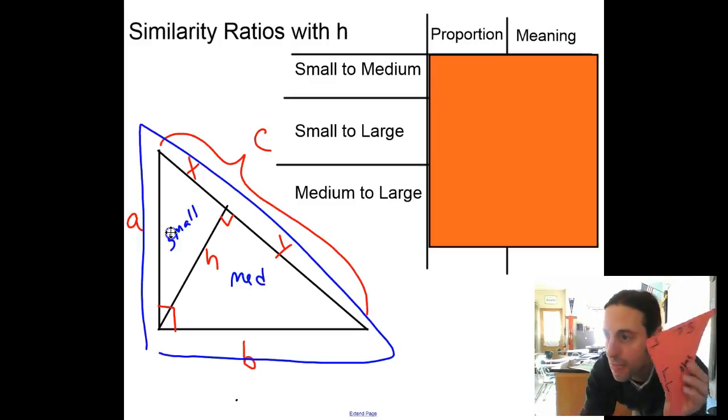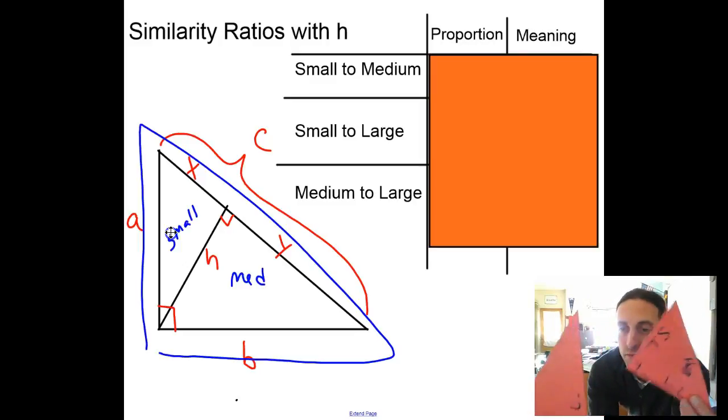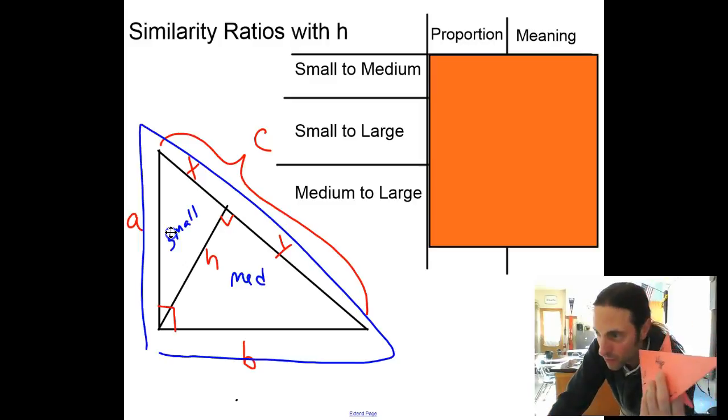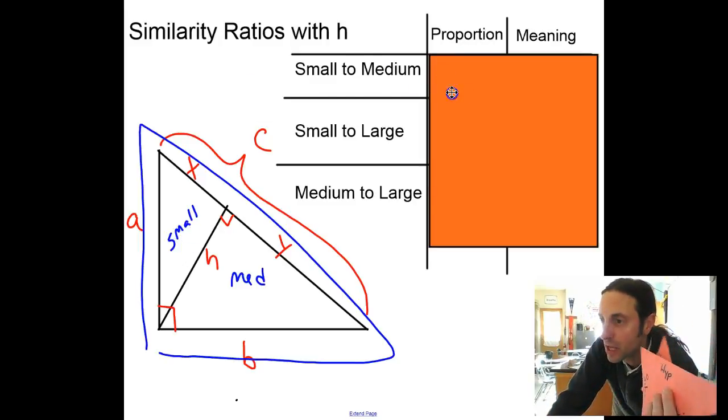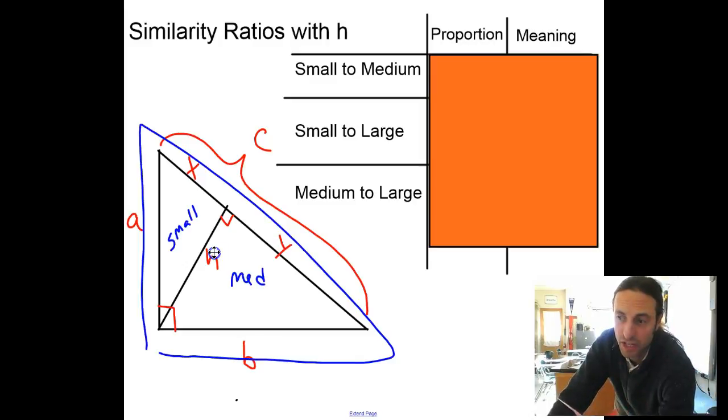So when I look at small to medium, hey, I can write a proportion. What I want to do here is I'm doing this with some regard to h. So what I'm trying to do is build this into a geometric mean, because it's an easy way to solve for missing lengths, because I know there's a proportion. What in the world does that mean, Mr. Rising? Well, here we go.